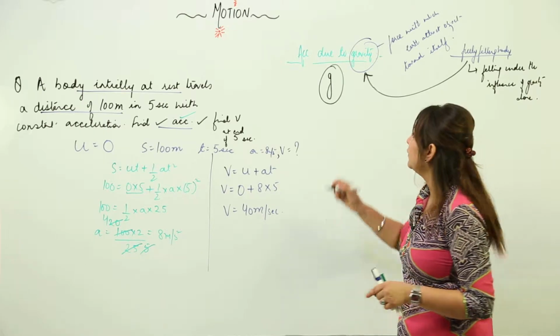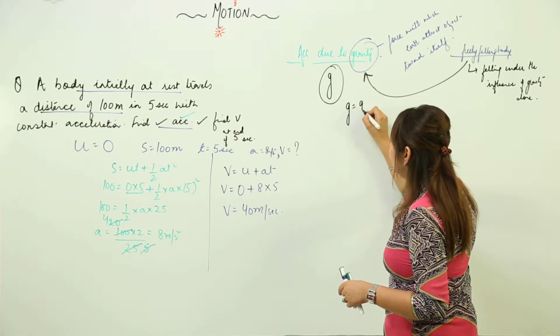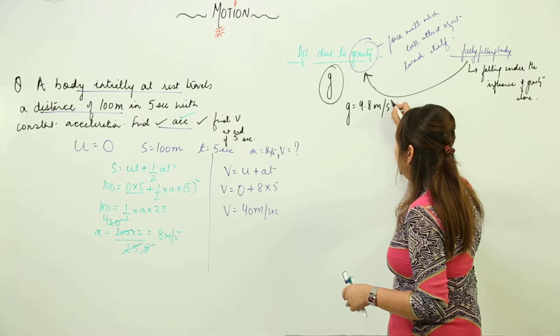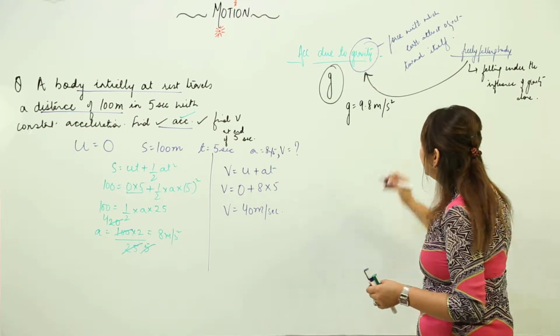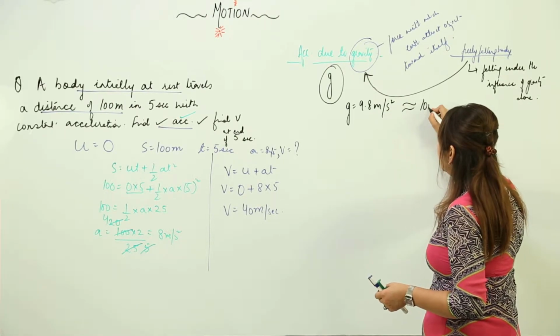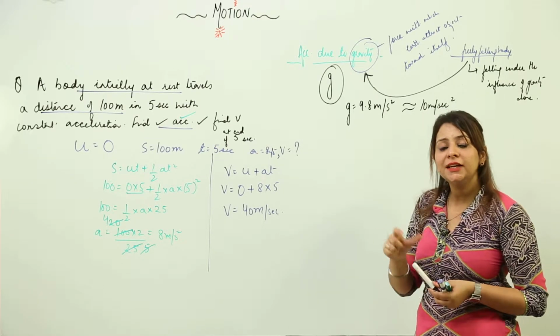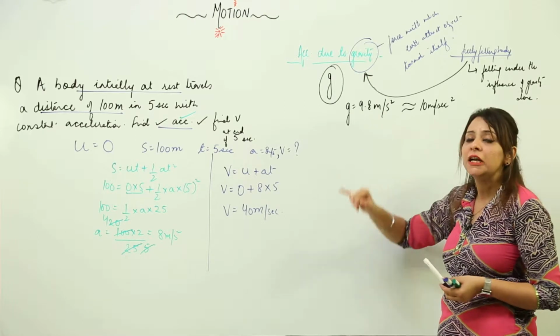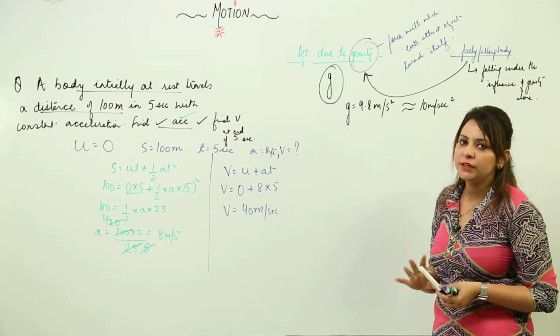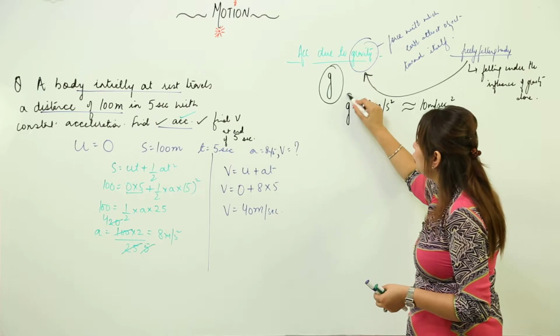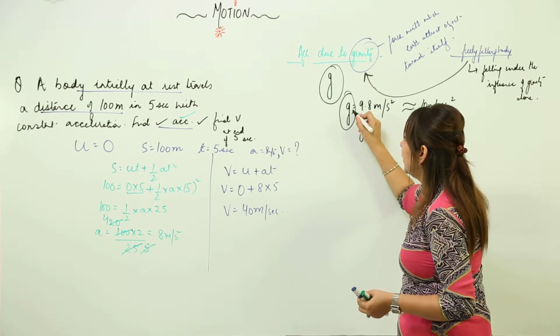Like on earth, if we calculate, its value comes out to be 9.8 meter per second square, which in case of numericals you can take as 10 meter per second square. But if in the question it is given to take g strictly as 9.8, then do not take 10, take 9.8 only. But the value of g is different at different places. So this is the value on earth.